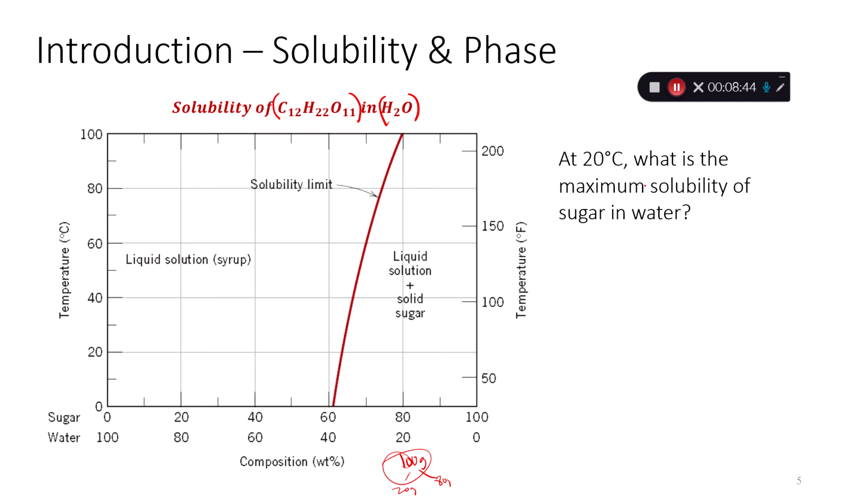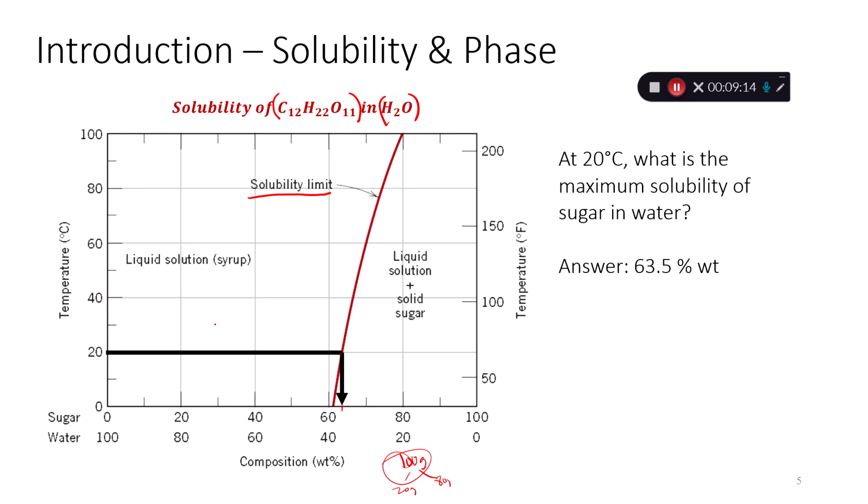So first we have to find the temperature at 20 degrees. So this is 20 degrees. And it crosses this point at the line. This is the solubility line. And this corresponds to about, that looks like 64. Okay, 63.5, 64% of sugar in this water.